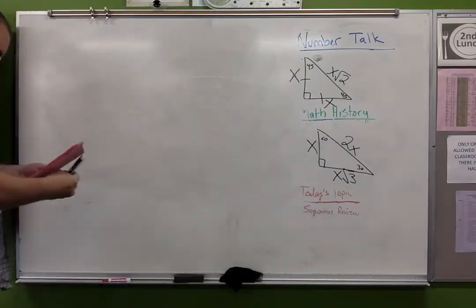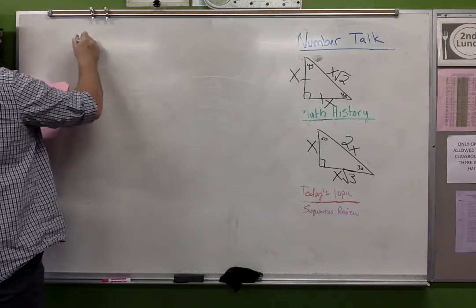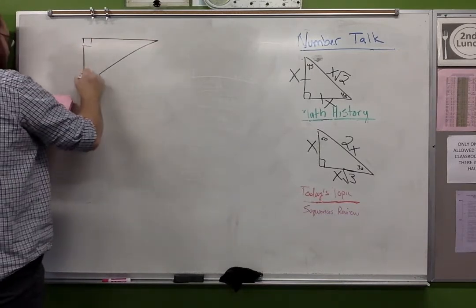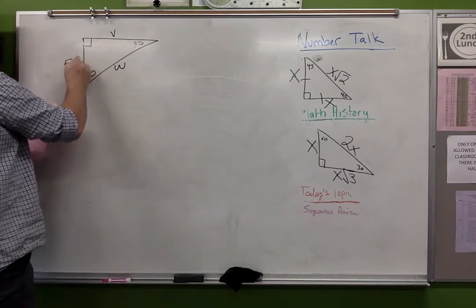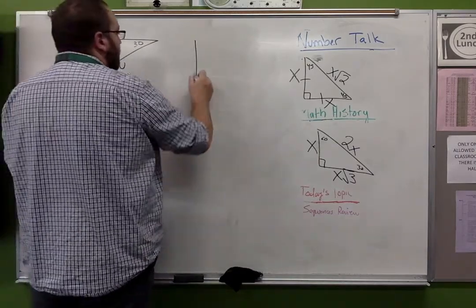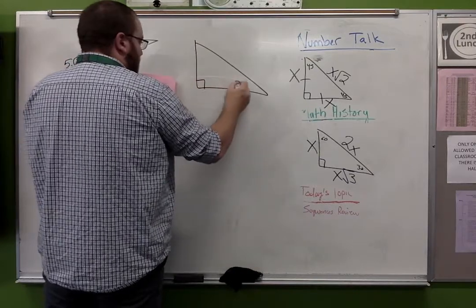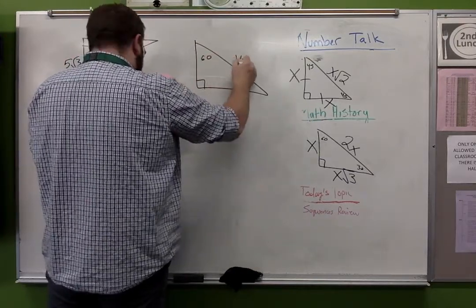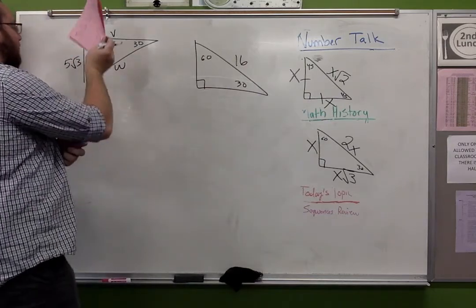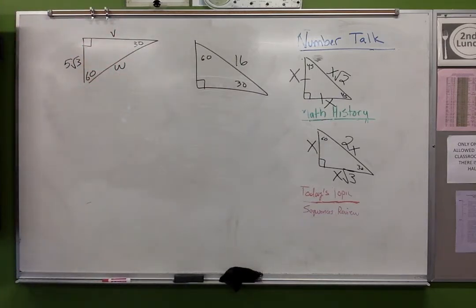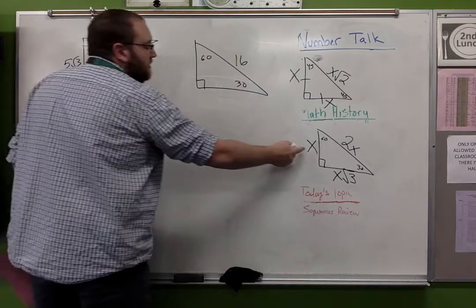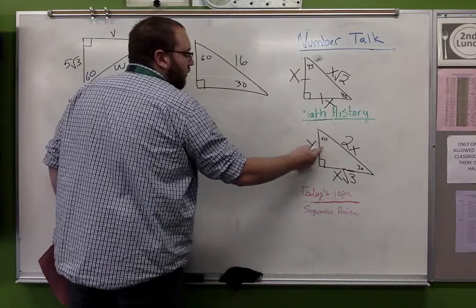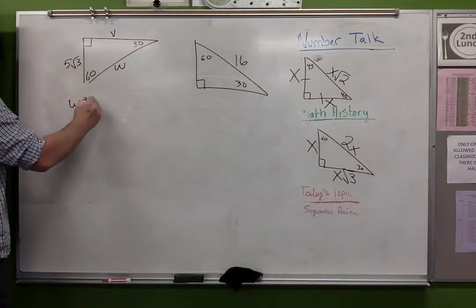We've got 2 more here. 60, 30, V, W, 5 square root of 3. 30, 60, 16. Okay, so this one over here, let's see. So we have a side across from 30. W is the hypotenuse. So to find this, the hypotenuse, you take the side across from 30 and multiply by 2. 5 times 2 is 10, so 10 square root of 3.